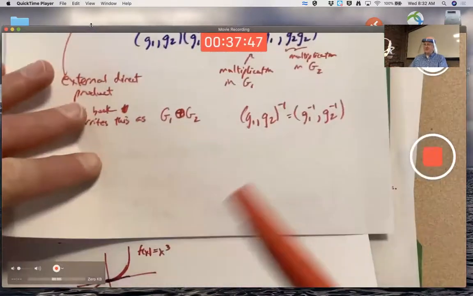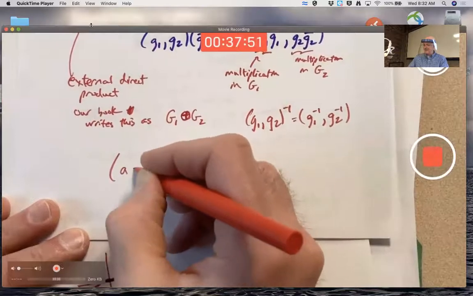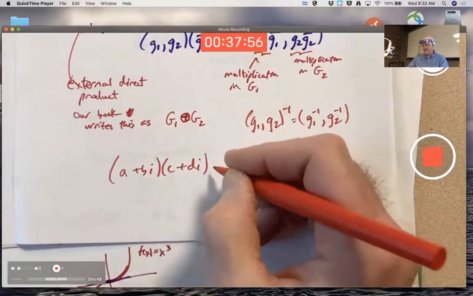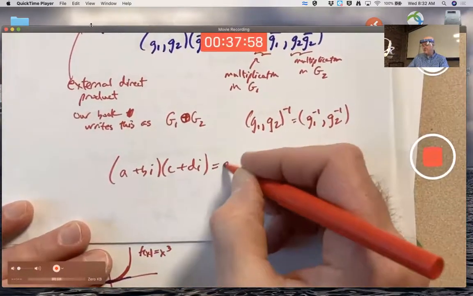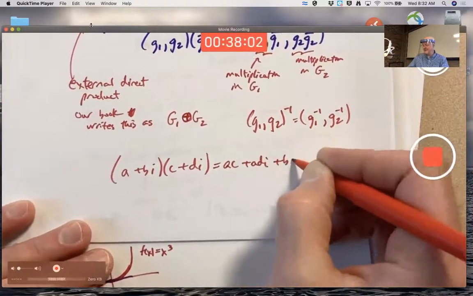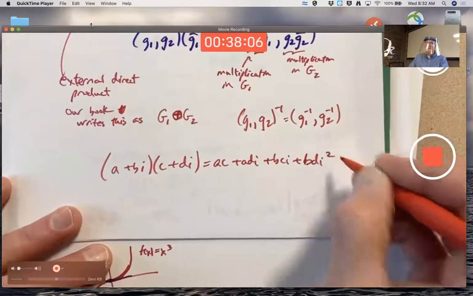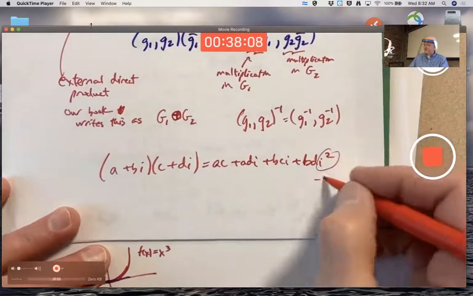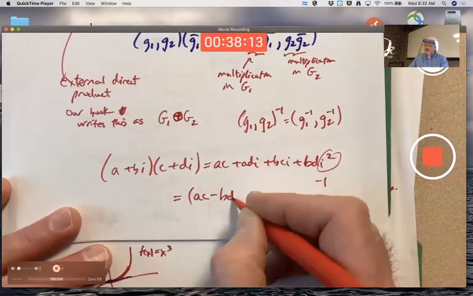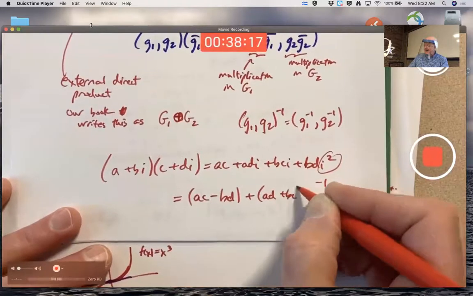Complex number multiplication, a plus bi times c plus di, is done using FOIL: first times first, outside times outside, inside times inside, and last times last. And then replace i squared with -1 and rearrange. This becomes ac minus bd plus (ad plus bc)i.